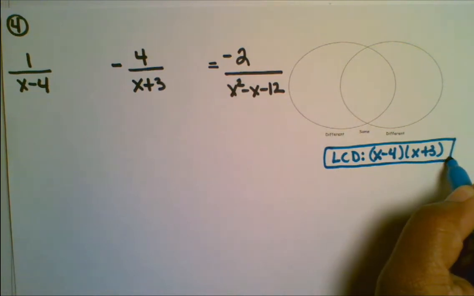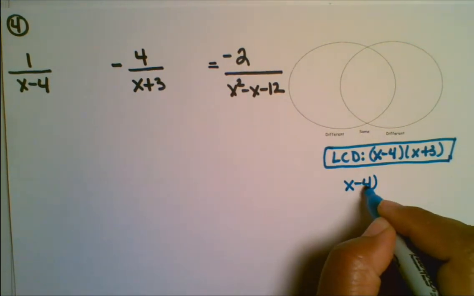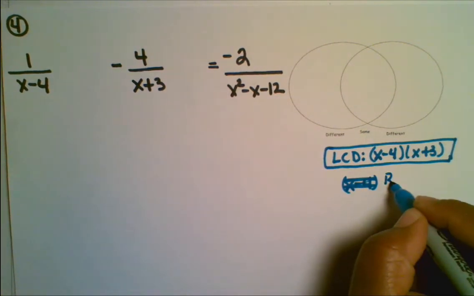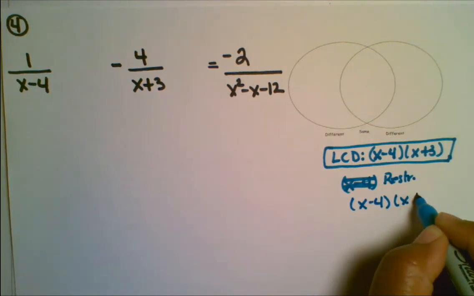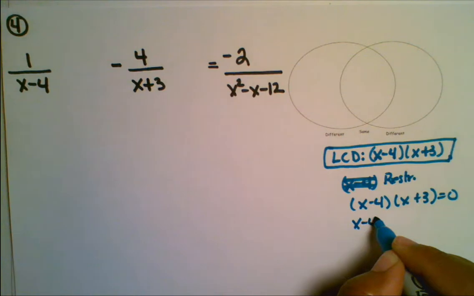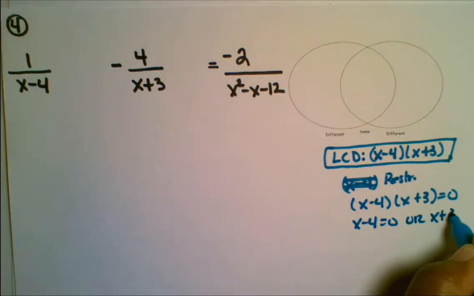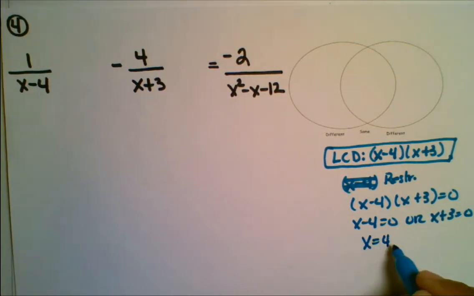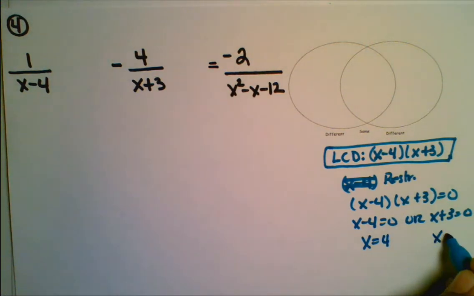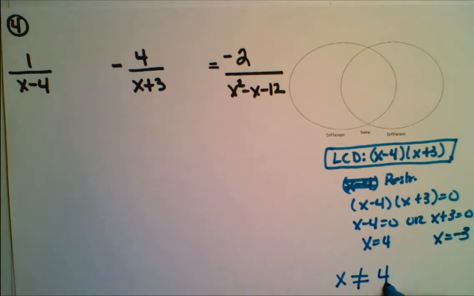We're going to take that LCD to find the restriction, and set each factor equal to 0 and solve. x minus 4 is equal to 0, therefore x is equal to 4, and then x plus 3 is equal to 0, therefore x is equal to negative 3. So x cannot equal 4, nor can it be equal to negative 3. If it is, then that solution is discarded. It's extraneous. We can't do anything else to that.